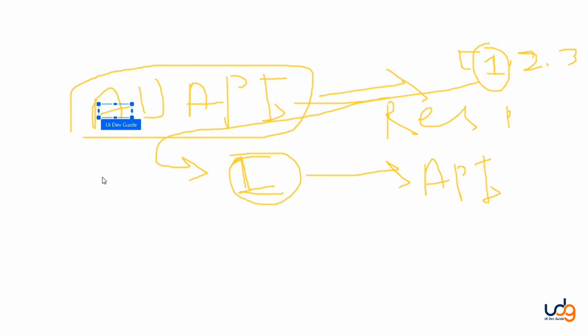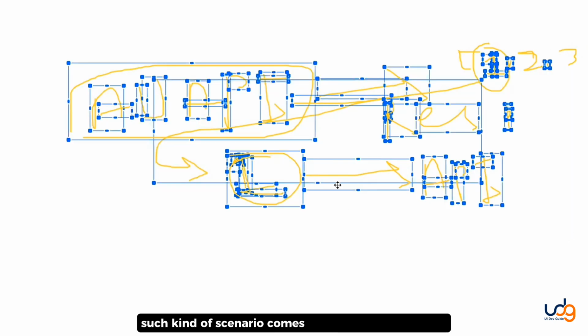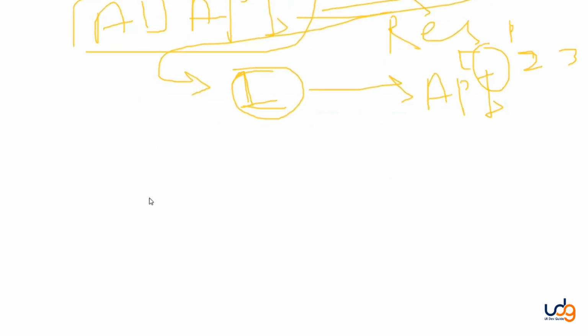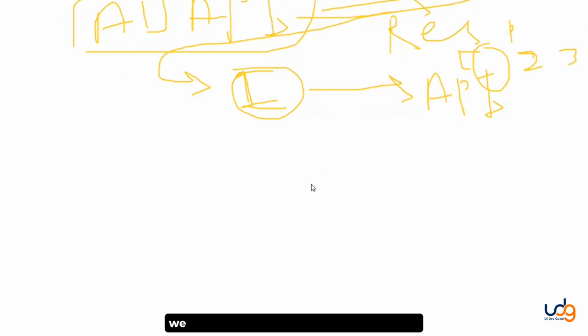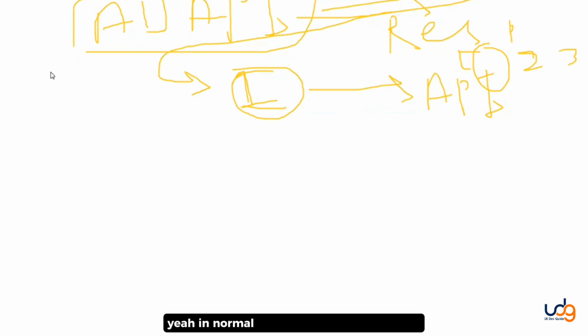Okay. So check this scenario. Such kind of scenario comes many times in code. So yeah, we can handle it with a switch map. Yeah, I have not used switch map in the way you mentioned, but in the normal way, not in a complex manner. Okay. So next thing now.